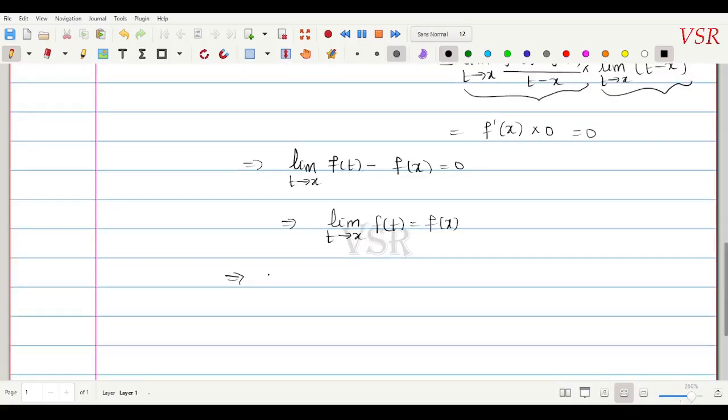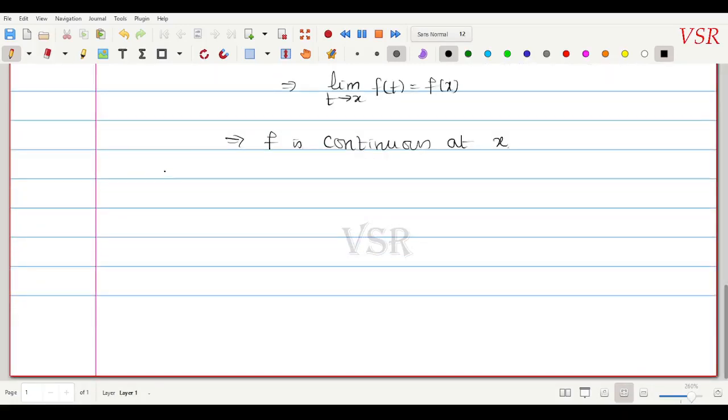This implies that f is continuous at x. If f is differentiable at x it will imply that f is continuous at x. X ல இது continuous ஆக இருக்கும். Okay, but the converse is not true.